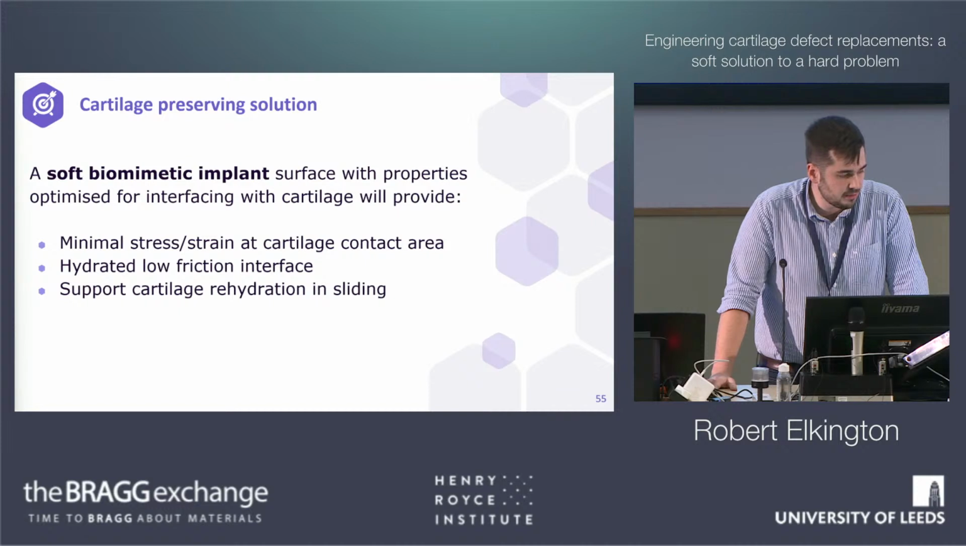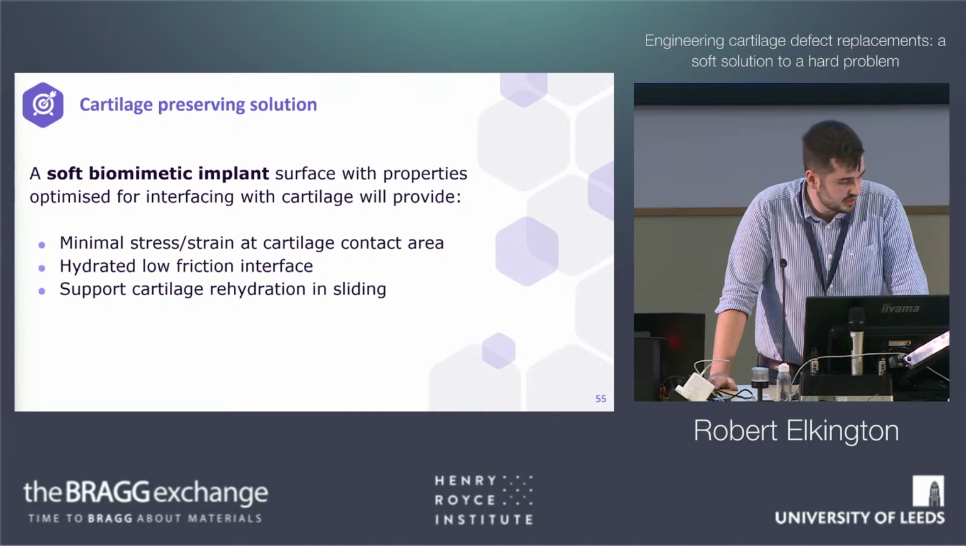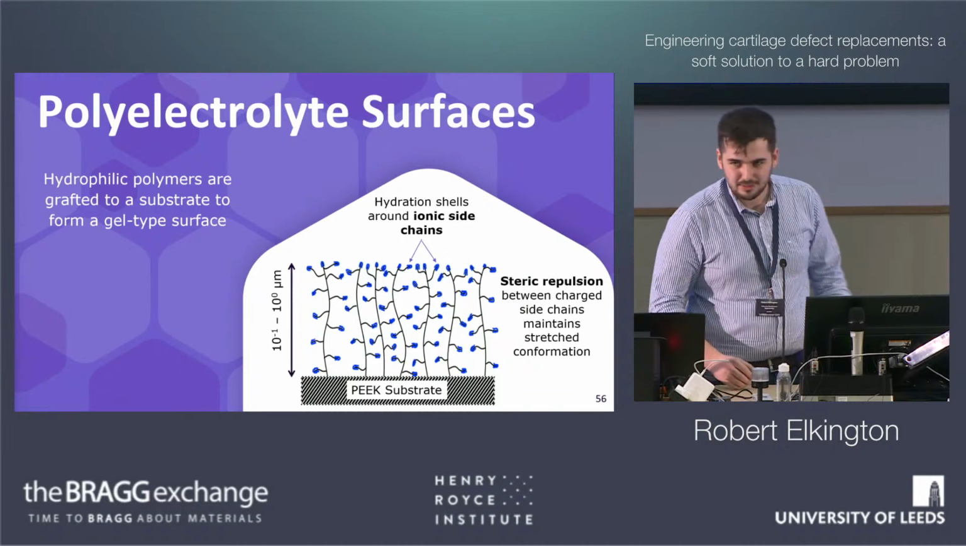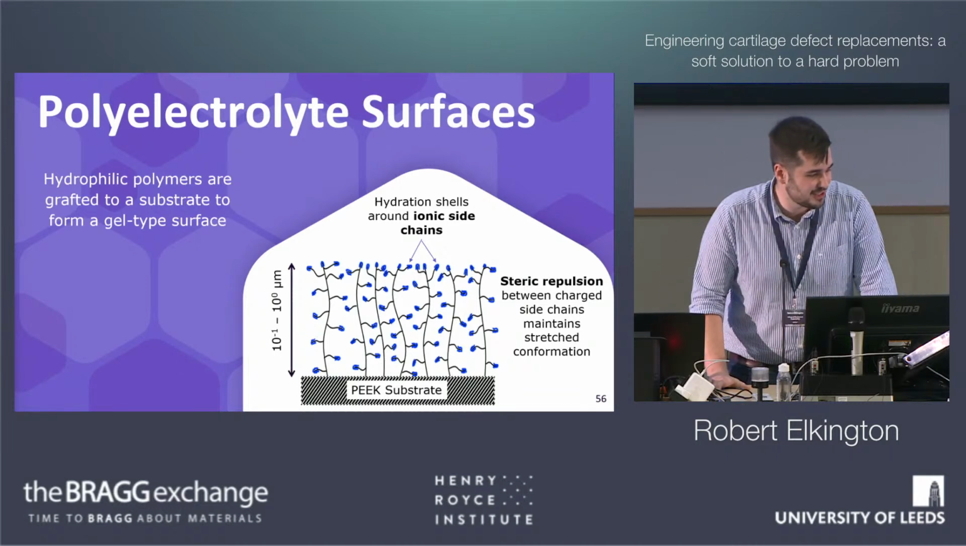So we're going to try and minimize stress and strain at the cartilage contact area to keep our collagen matrix unloaded. We need to support a mode of hydrated, low friction at the interface. And then we also need something that can support the healthy cartilage in the joint that's interfacing this material to rehydrate during sliding. The solution, well, perhaps one solution: polyelectrolyte surfaces.